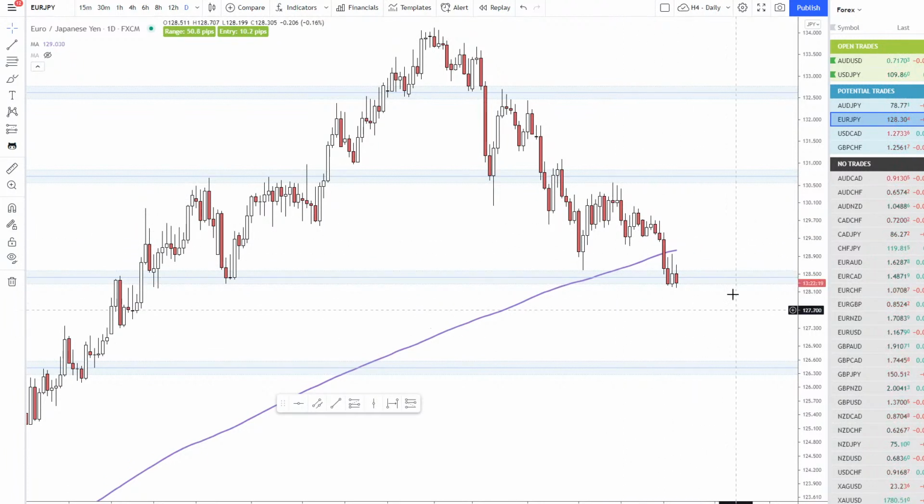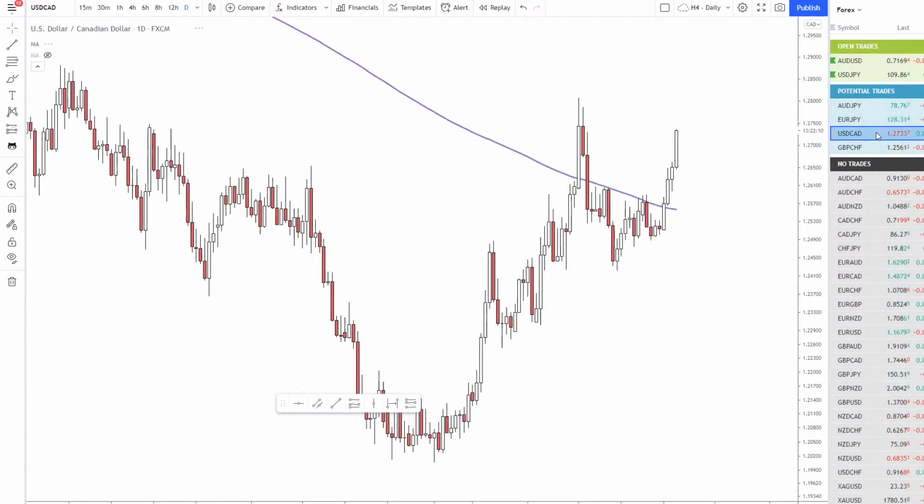So sitting on your hands, let this one form. We'll see how it plays out. Probably next week at this point. Unlikely to see anything this week on that one.